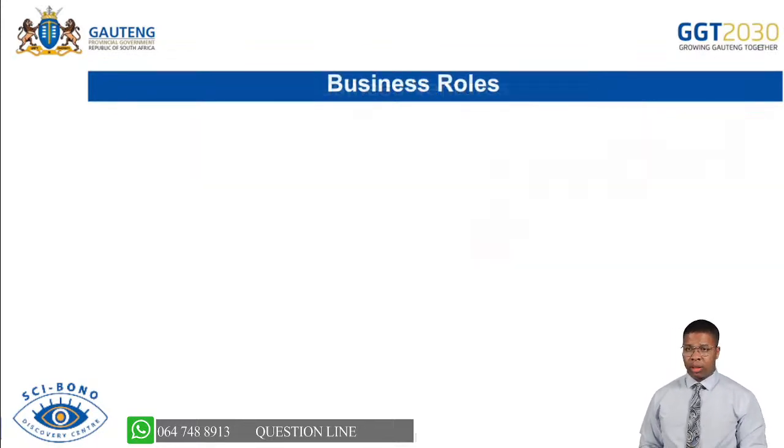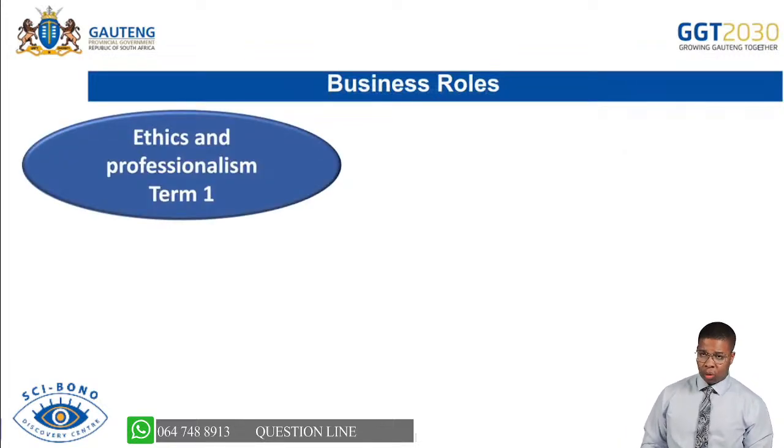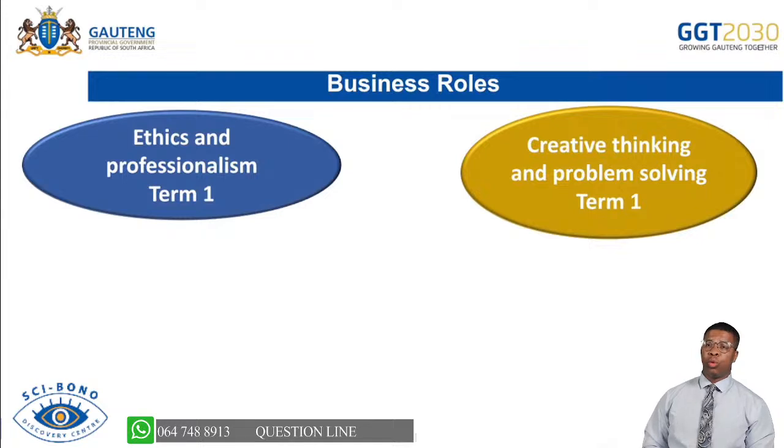Now, looking into business rules, this is what is entailed in your business rules. The advantage is that you have only 2 subtopics: ethics and professionalism, which was covered in term 1, and you also have creative thinking and problem solving, which was also covered in term 1. So with that, you're done. You just have to focus on these 2 and know that you will then be secured if you push these 2. It means, again, a potential essay can either be creative thinking and problem solving or ethics and professionalism.